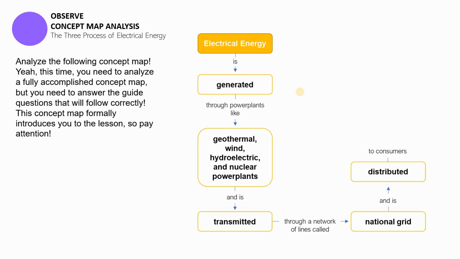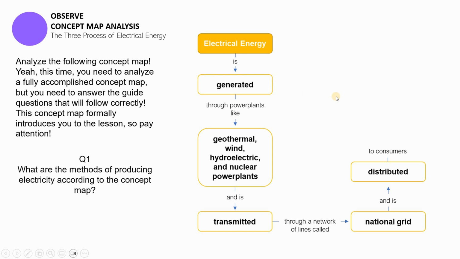Let us now deal with the guide questions. The first one, question number 1. What are the methods of producing electricity according to the concept map? Pause this video if you need more time. Are you done? Let us now proceed to the second question, question number 2.